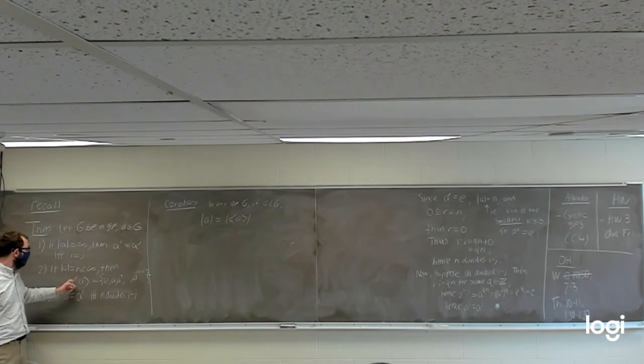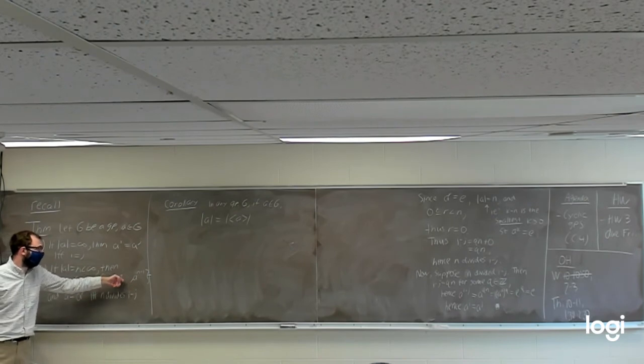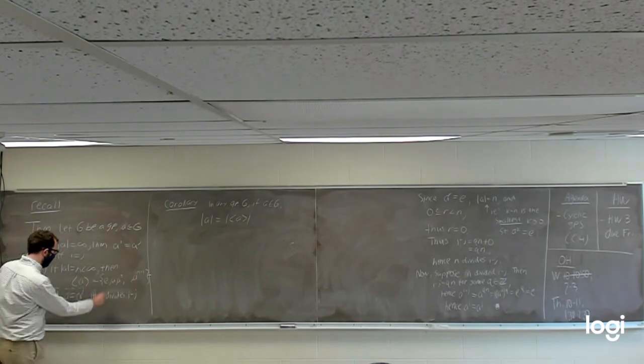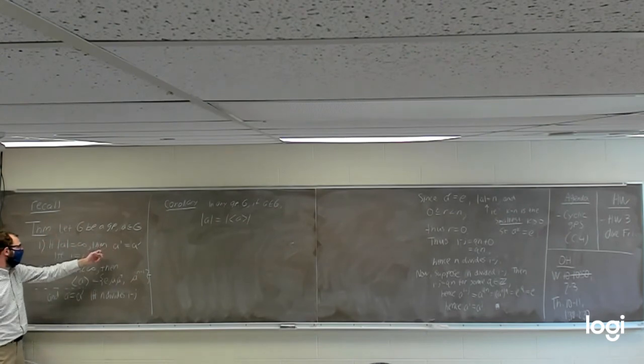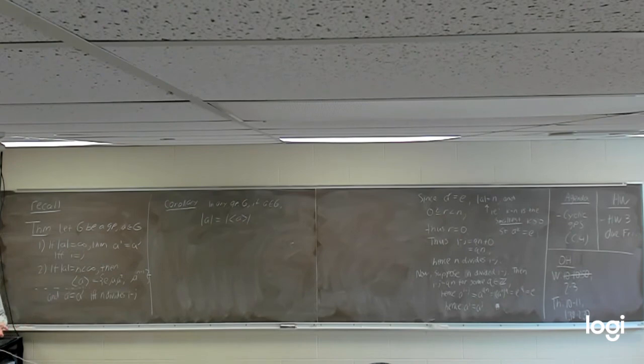if a has order n, clearly the group generated by a is something with n elements. It has an e and a to the first and a squared up to a to the n minus 1. 1, 2, 3, n. I count n things in there. And if a has infinite order, it's a quick argument to show that the group generated by a has to also have infinitely many elements in it.